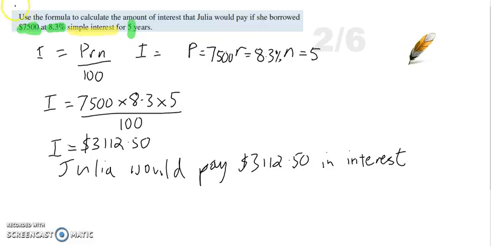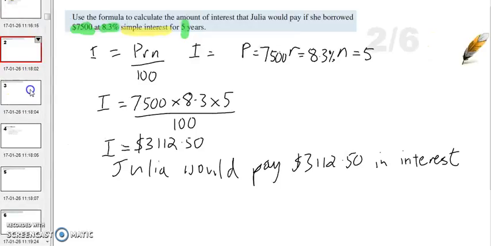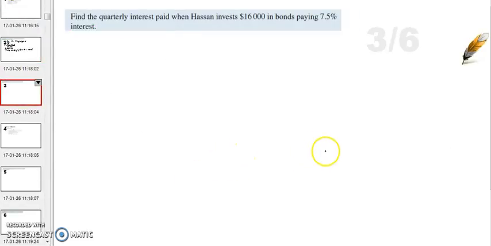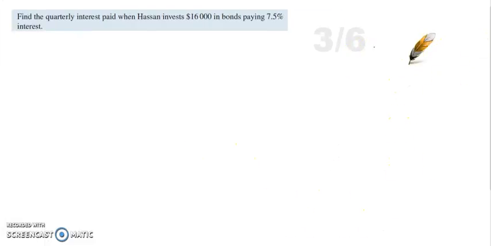And one more thing we'll have a look at in this particular video is this one here. Now, I said earlier on in other stuff we've done, you've got to be careful about knowing your time frame. So how many weeks are in a year, how many months are in a year, how many days are in a year, all those wonderful ones. But there's some less familiar ones. In this case, we have quarterly. So remember, quarterly means 4 times a year. So find the quarterly interest paid when Hassan invested $16,000 in bonds, paying 7.5% interest.